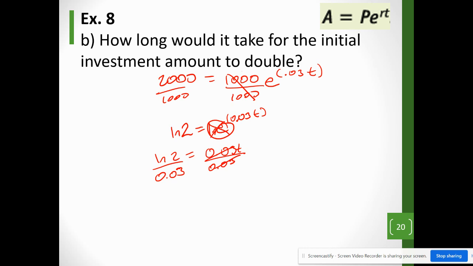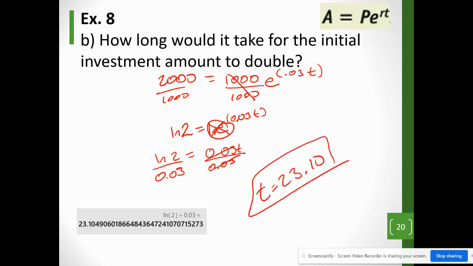So I'm just going to type this in. ln of 2 divided by 0.03. I'm going to say that my t is about 23.10. So in a little more than 23 years, my amount doubles, as long as it is gaining a 3% rate a year. So it takes about 23 years to double.